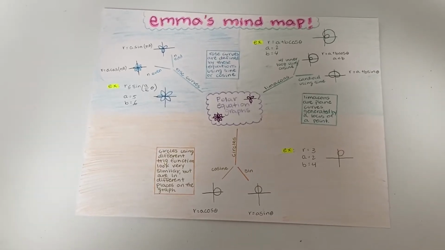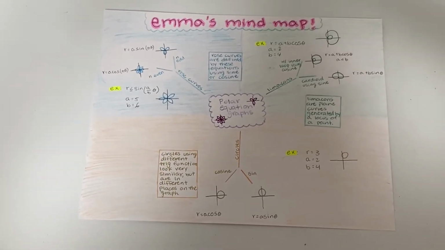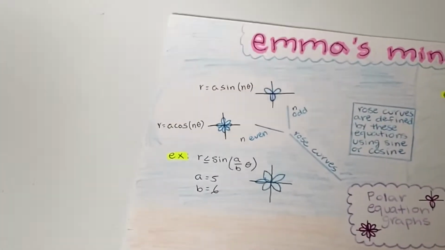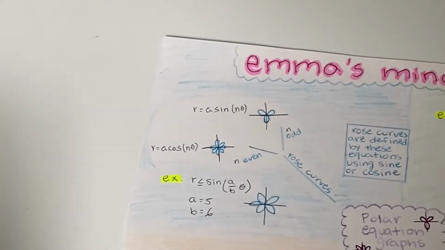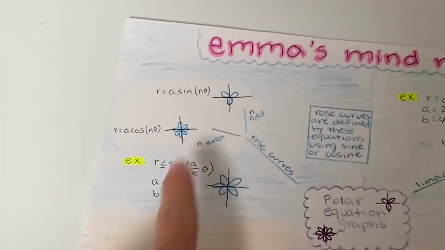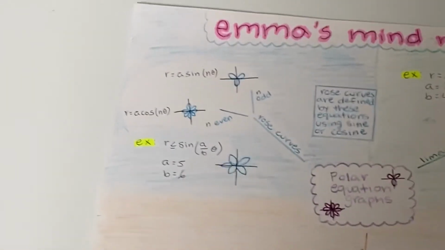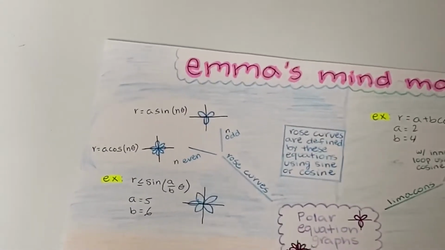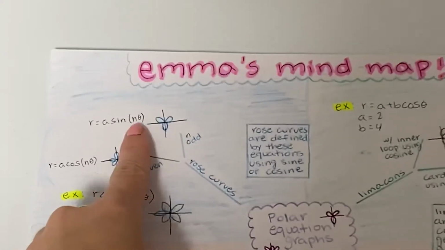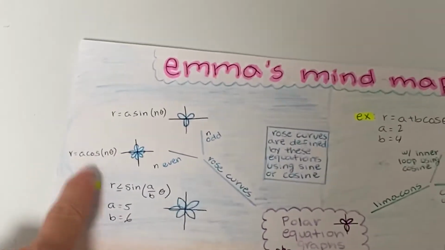Okay, so here's my polar equation graphs mind map, focusing in on rose curves. They look different because of their so-called petals, which look different depending on the equation. Mathematically, they're different based on their trig functions. So this one is sine, which makes the graph look different from cosine.